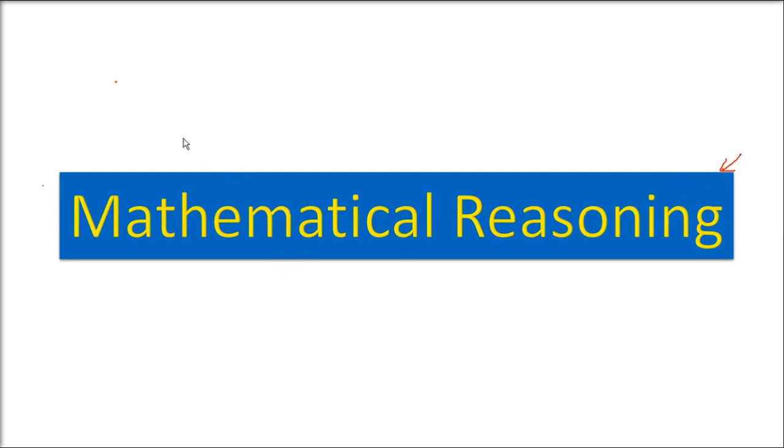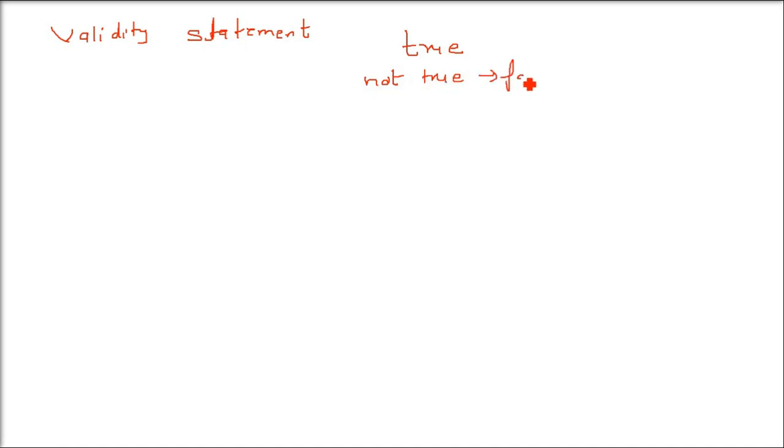This is mathematical reasoning we are taking. Now we are looking at validity of statements. So checking the validity of a statement means what? It means checking when it is true and when it is not true. Whenever it is not true, it's false. So this is the validity of a statement.